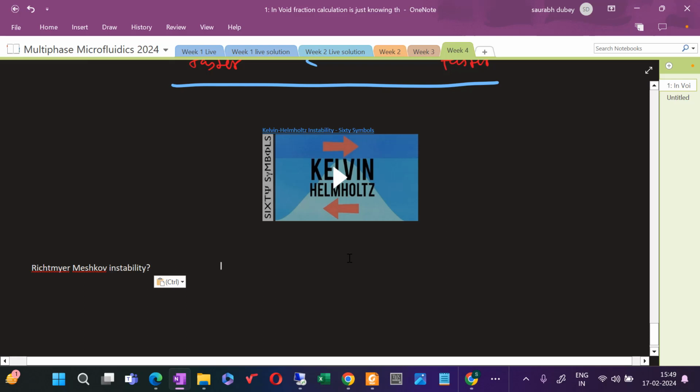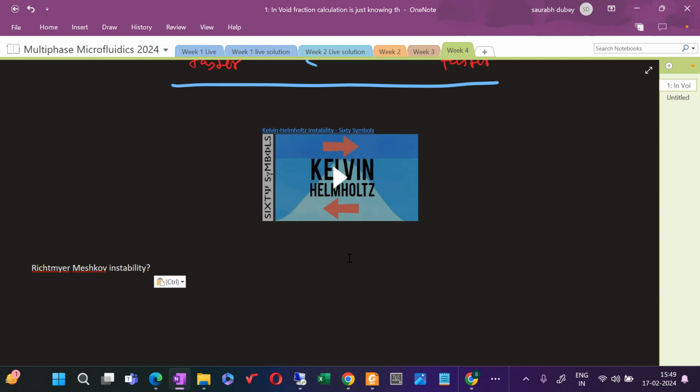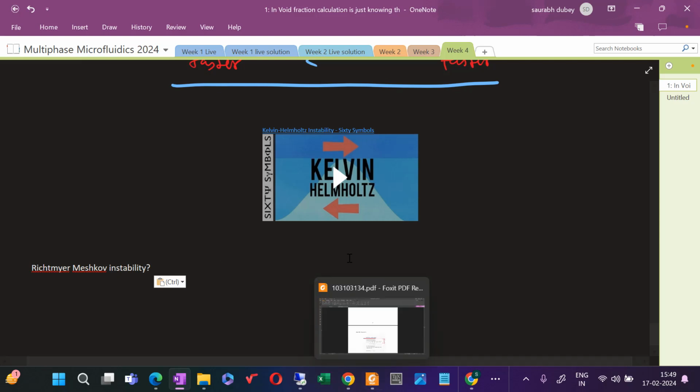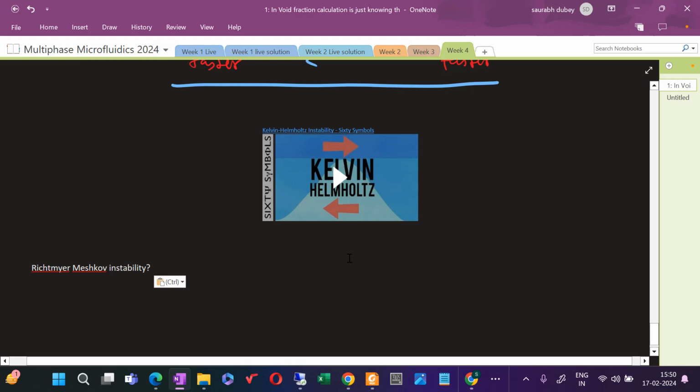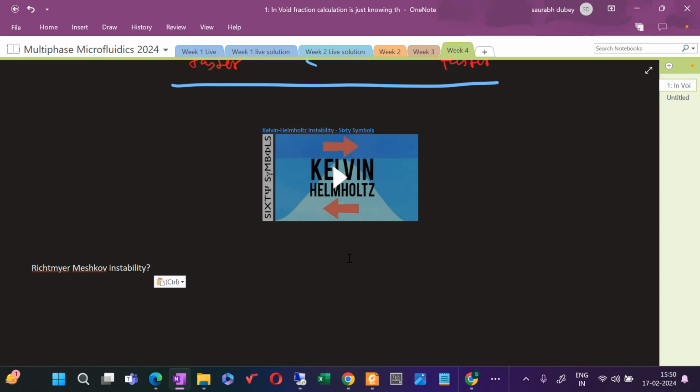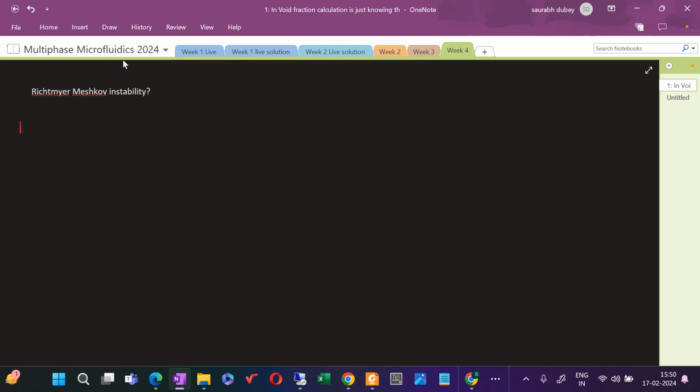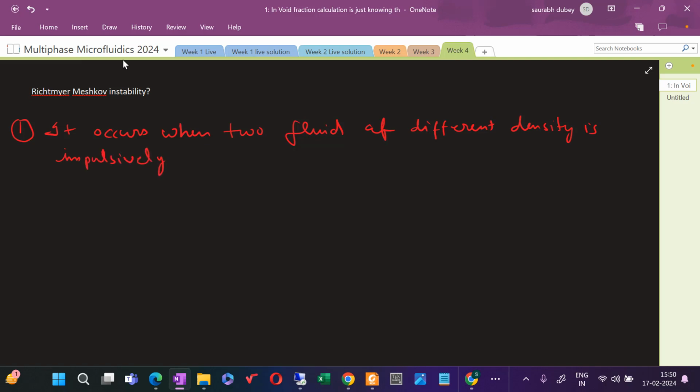So this Richtmyer-Meshkov instability basically comes up when there is a density gradient or density difference. There are a few points about this instability. Point number one is that Richtmyer-Meshkov instability occurs when two fluids of different density are impulsively accelerated.